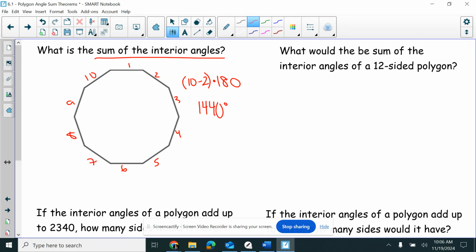If I had a 12-sided polygon, so that means that there's 12 sides, I do 12 minus 2 times 180. 12 minus 2 is 10. 10 times 180 is 1,800 degrees. So all the angles would add up to 1,800 degrees.